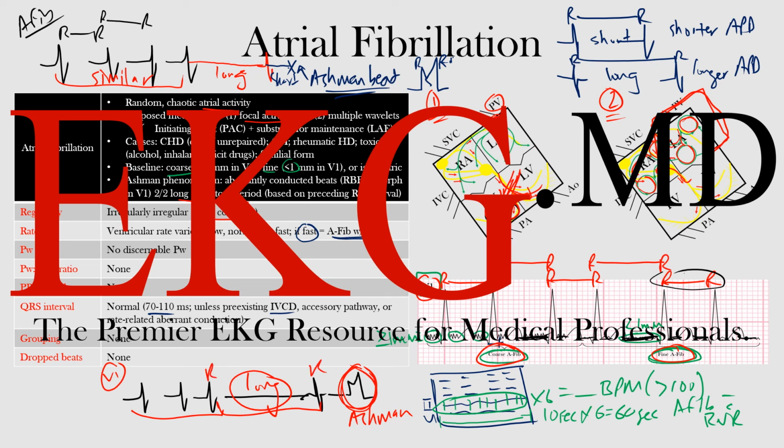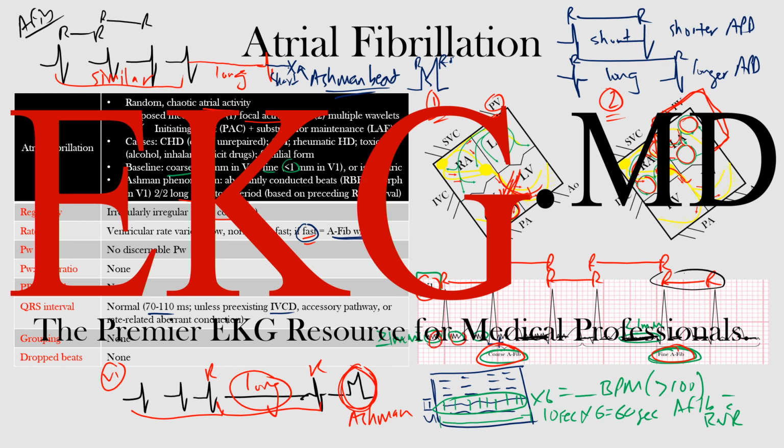So now just going over this, the regularity of this rhythm is irregularly irregular. Remember the most common form of this. The ventricular rates vary. It could be slow, normal, or fast. If it is fast, if you have a rate above 100, we call it AFib with RVR, rapid ventricular response. We can't make any P waves, so no discernible P waves present.